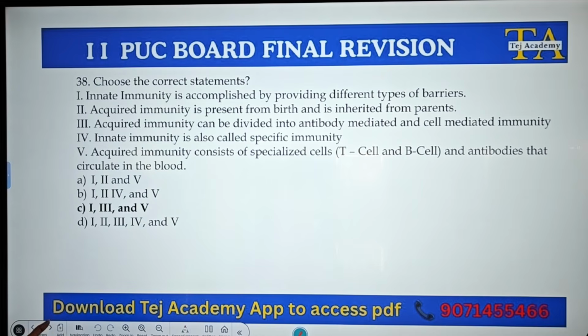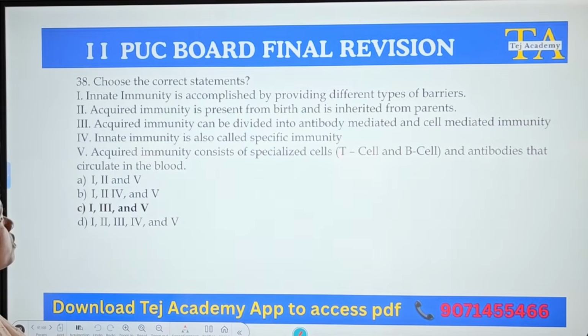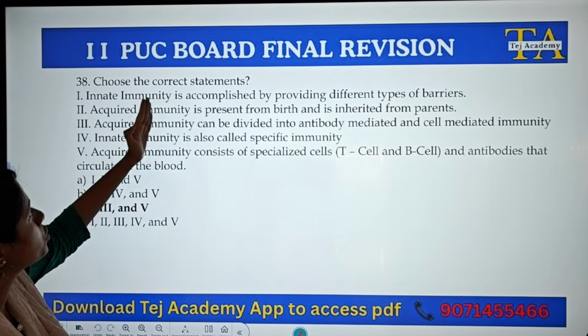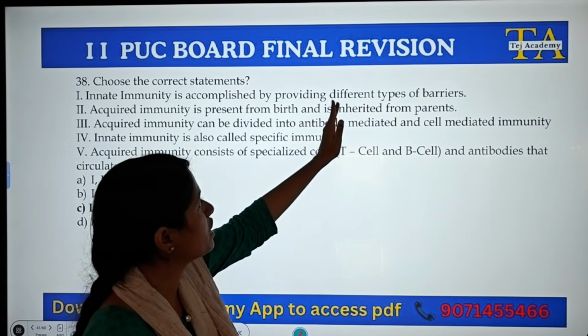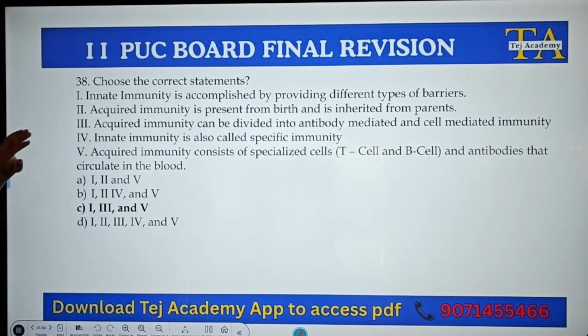Next question is, here statements are given and you have to select the correct statement. There are 5 statements. Here we can see in the options that there are multiple options which are correct, not just one option. So you have to read all statements much more carefully. So let's read the options. First statement, innate immunity is accomplished by providing different types of barrier. This is the right statement.